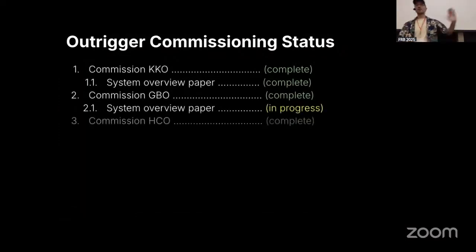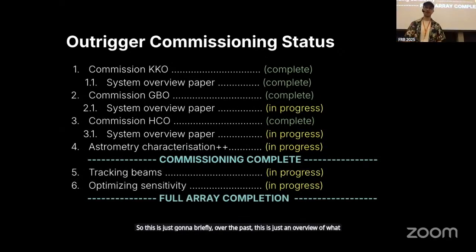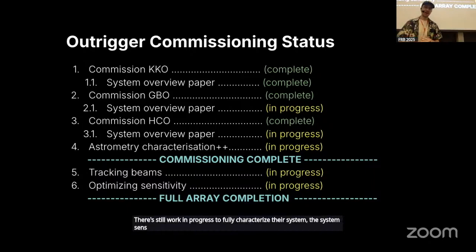So this is just going to be a brief overview of what's been going on. I would say at this point, the Outriggers are largely all commissioned. There's still work in progress to fully characterize their system, the system sensitivity. And we'll have companion papers similar to the papers that we did with KKO, where we showed the response of the system and the behavior of the system.